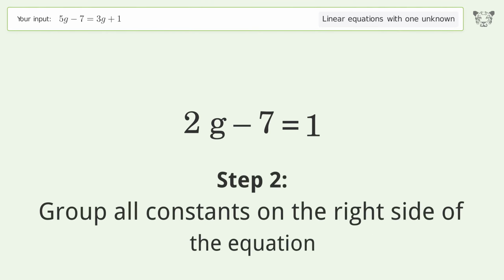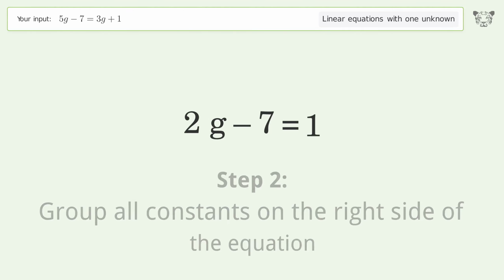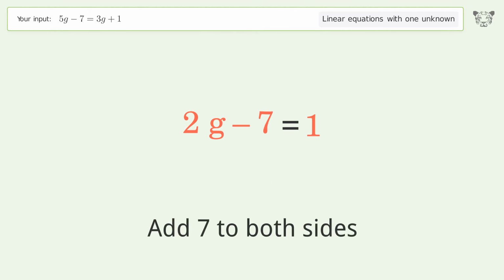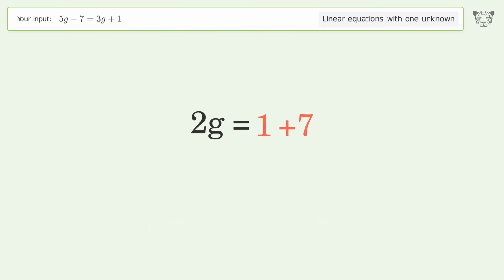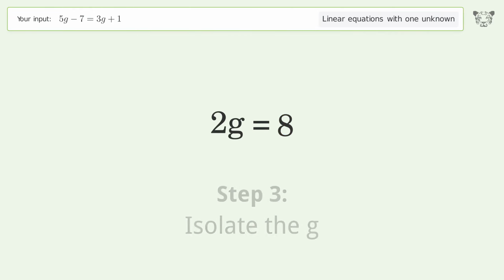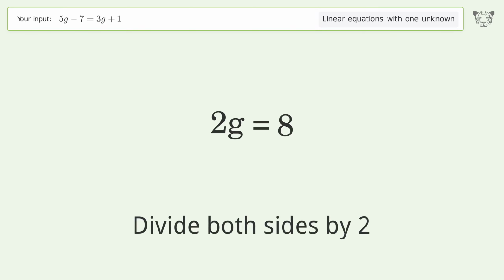Group all constants on the right side of the equation. Add 7 to both sides. Simplify the arithmetic. Isolate the g. Divide both sides by 2.